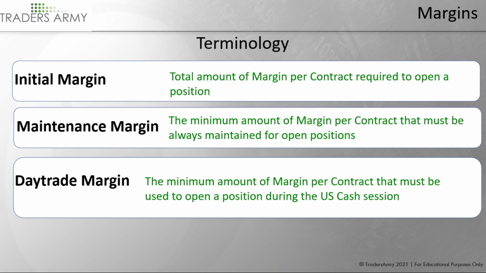But the actual brokerage firm has to make sure that initial margin is really met. The maintenance margin is the minimum amount of margin per contract that must always be maintained for open positions. Meaning, if you enter into the position and the position starts losing money, it's theoretically possible that you could drop below your maintenance margin. And in that case, you would get a margin call. The margin call means that you have to put enough money in your account in order to fulfill that maintenance margin amount.